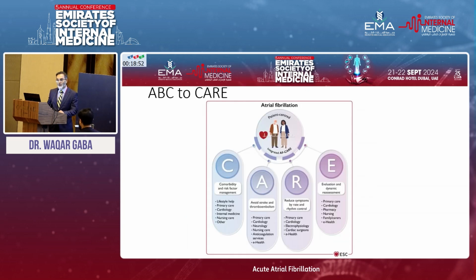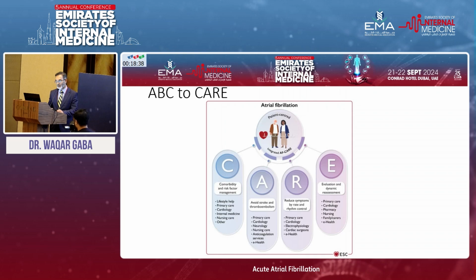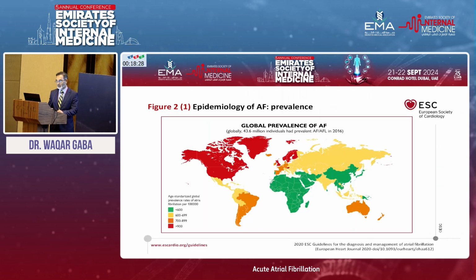So we move from ABC to CARE. From CC, then ABC, and now to CARE. So what's CARE? CARE is C for comorbidities and risk factor management, A for avoid stroke and thromboembolism, R for reduce symptoms and rate control, and E for evaluation and dynamic reassessment.